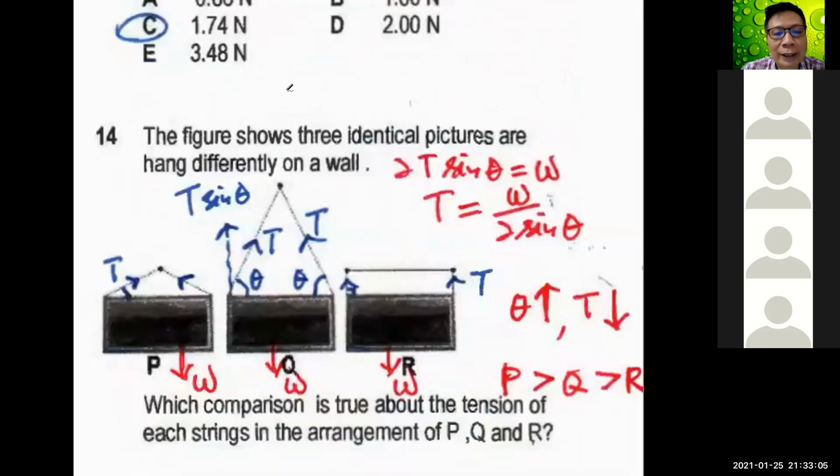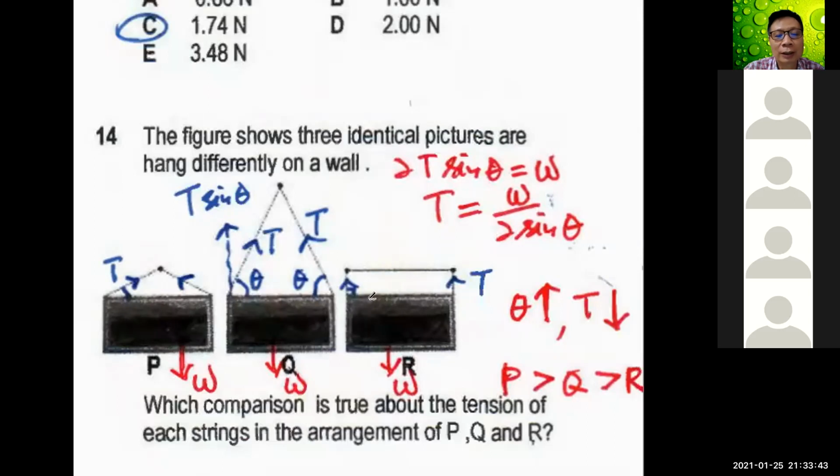The figure shows 3 identical pictures hung differently on the wall. There are 3 different ways to hang the drawing on the wall. They are asking you which comparison is true about the tensions of each string. They want you to say which one has the highest tension, which one the medium, and which one the lowest. The lowest tension means it is the best way to hang pictures.